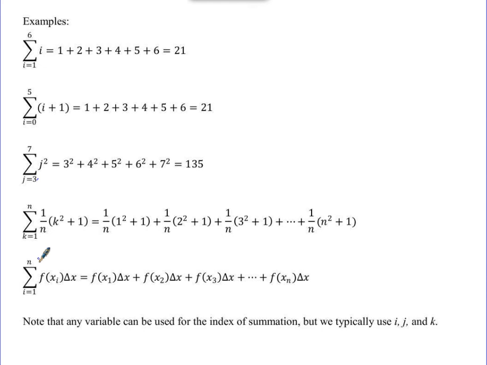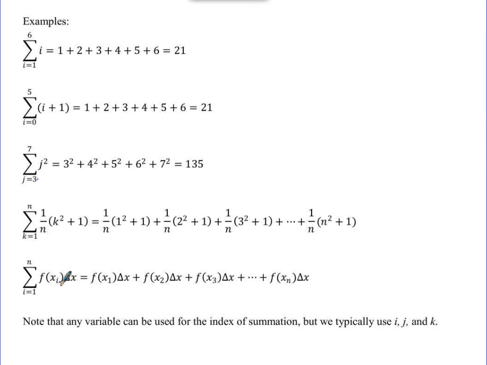Finally, the last one, i equals 1 to n. So instead of k, we're back to i, but we're still going just to n. And this time I have some sort of function sitting here that's listed as a function of x. And then I have this sub i. And then I have a times delta x. So quickly we're getting back into calculus here. When i is 1, we'd have f of x sub 1 times delta x plus f of x sub 2 times delta x plus f of x sub 3 times delta x, and so on. Each one of these delta x's is exactly the same. I'm not doing anything to it.